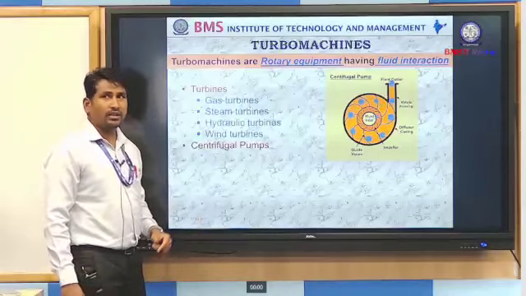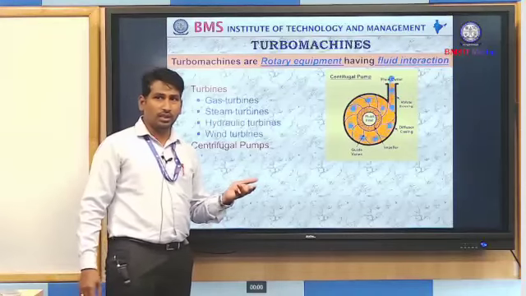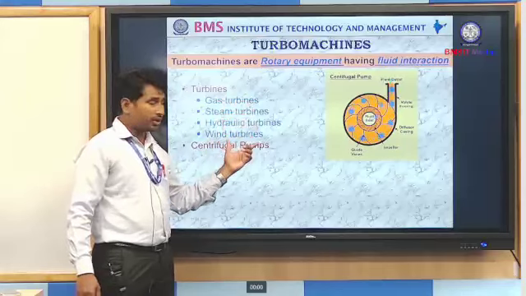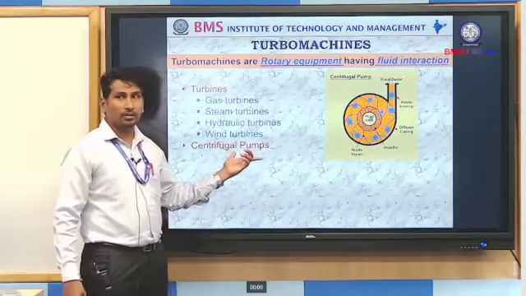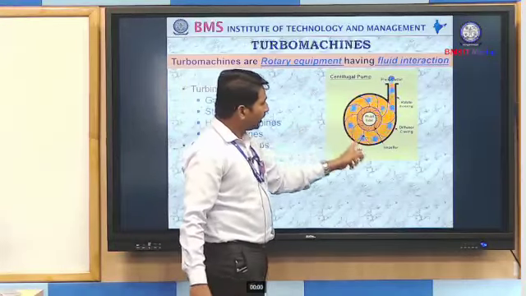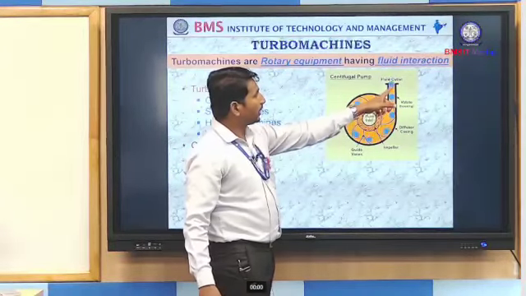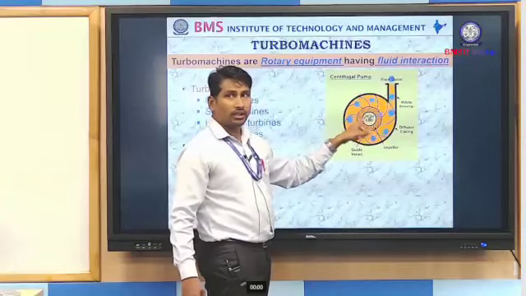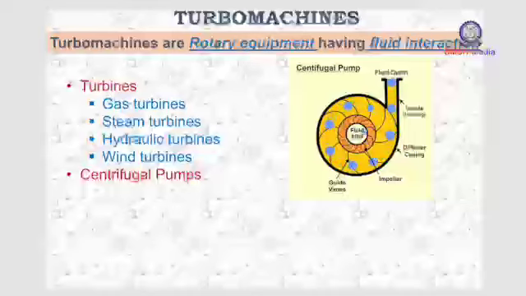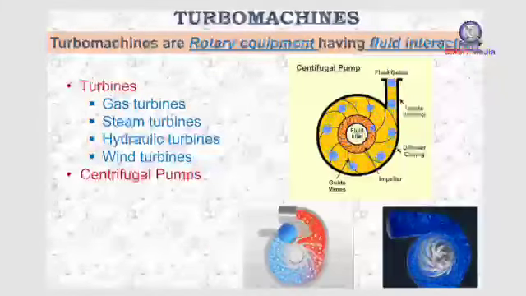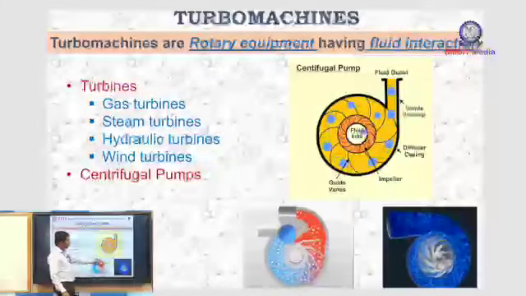Centrifugal pump. A centrifugal pump may also be called a turbo machine. All these categories I showed earlier are power generating turbo machines. Now what I am going to show are power absorbing turbo machines. Here also, as the definition tells, the centrifugal pump is a rotating equipment where the fluid is interacting with it. The interacting fluid is water, so it is considered a turbo machine. Next, the centrifugal pump again.